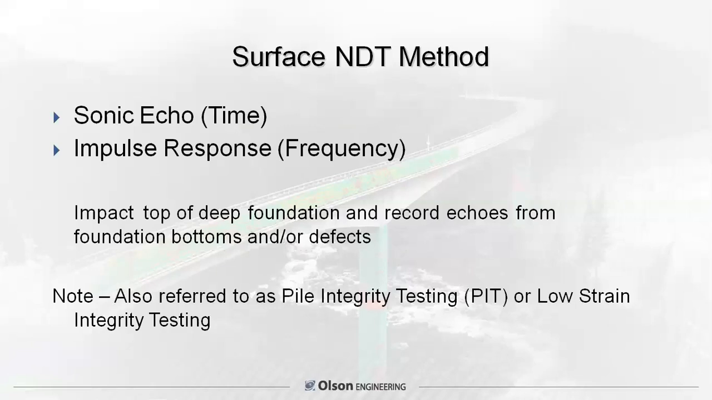So the sonic echo and impulse response are really, you can think of them as the same method, but analyzed in different ways. Sonic echo is analyzed in the time domain. So you're looking at the time of echoes coming back. Impulse response, on the other hand, is analyzed looking at the frequency of the echoes. And there are some strengths and weaknesses to each way of analyzing this data. And each one gives a little bit of a different nuance to how you can look at the data. Essentially, you're impacting the top of a deep foundation and recording the echoes from the foundation bottom and/or from defects in the foundation.